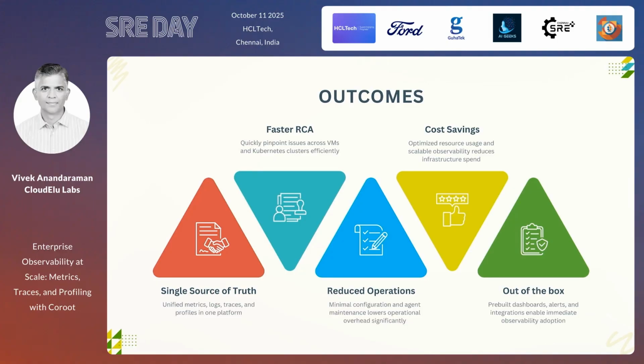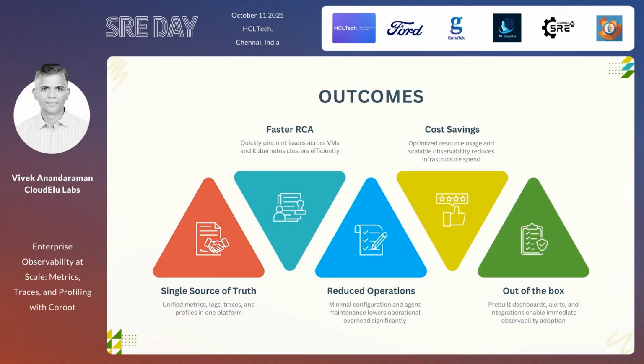And obviously, we did reduce a lot of our open source agents. So in terms of vulnerabilities, in terms of maintaining these pipelines, we did reduce a lot on these. And obviously, we were able to save the cost as well because of the optimized resource usage.